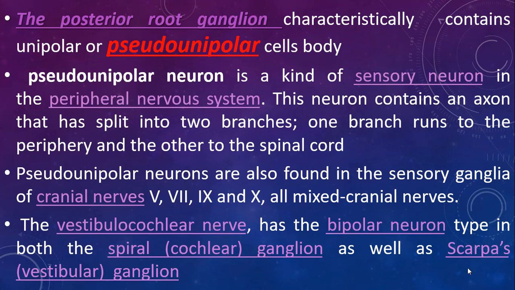Also mixed cranial nerve. The vestibulocochlear nerve has a bipolar neuron type in both the spiral cochlear ganglion as well as the scarpa vestibular ganglion.